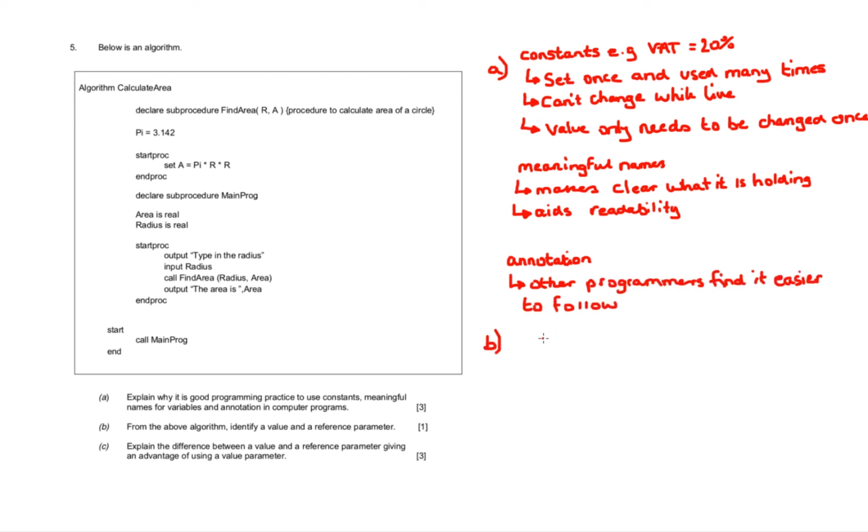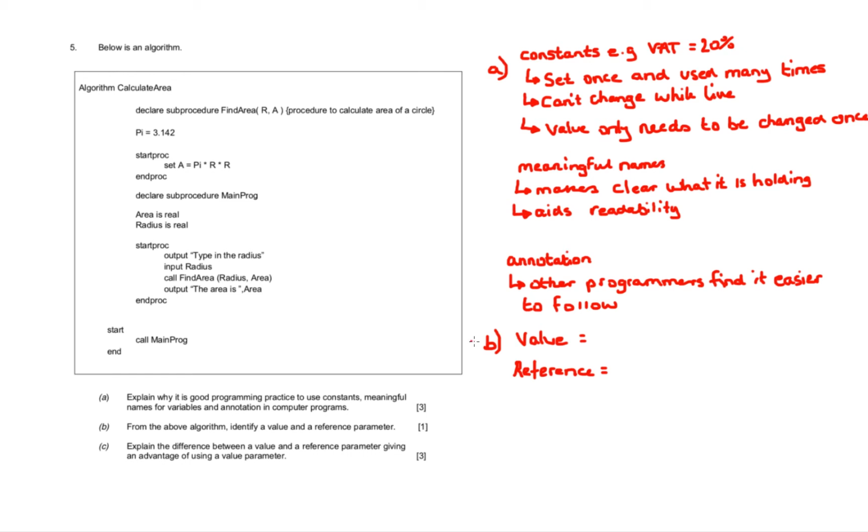For question 5b, from the above algorithm, identify a value and reference parameter. It's important first that we know what a parameter is. Parameters are usually passed between parentheses on a procedure or a function. They're usually in the top. So at the top of this algorithm here, we've got declare subprocedure find area r, a. Those are our parameters. Then we need to look at a value parameter.